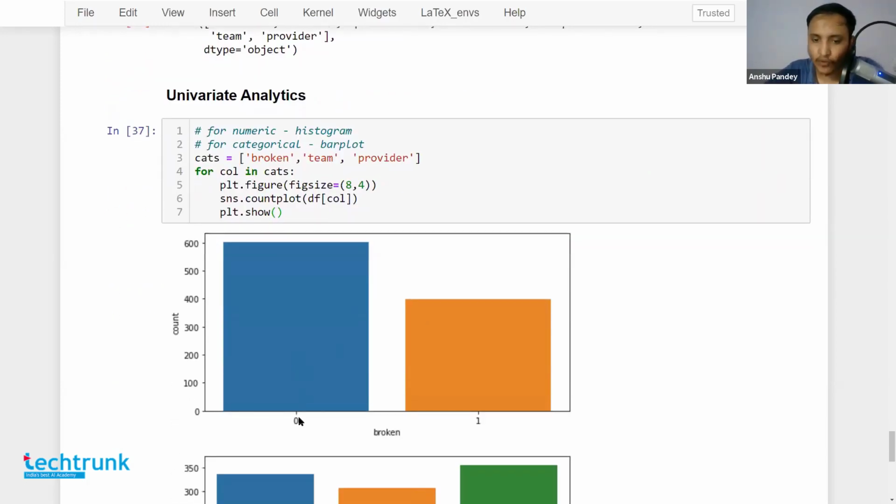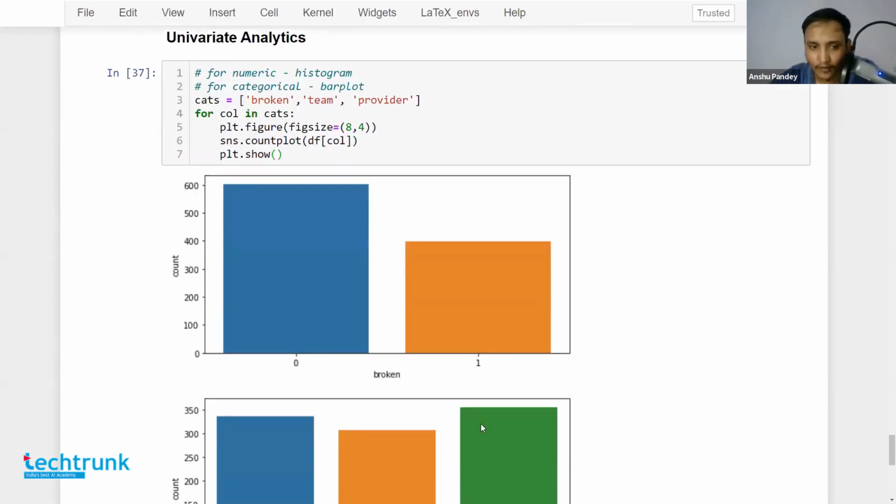First, broken. This is one of the categorical attributes, which simply represents whether the machines are damaged or not damaged. A count plot is primarily a frequency plot. The x-axis represents the categories, and the y-axis represents the count of how many times those categories are observed. Out of 1,000 machines, approximately 600 are 0, which means they are not damaged, and approximately 400 machines are 1, which is damaged. So the y-axis shows the count: roughly 600 are not damaged and 400 are damaged. That means almost 40% of machines are damaged in the factory. That's one of the interpretations we can make here.